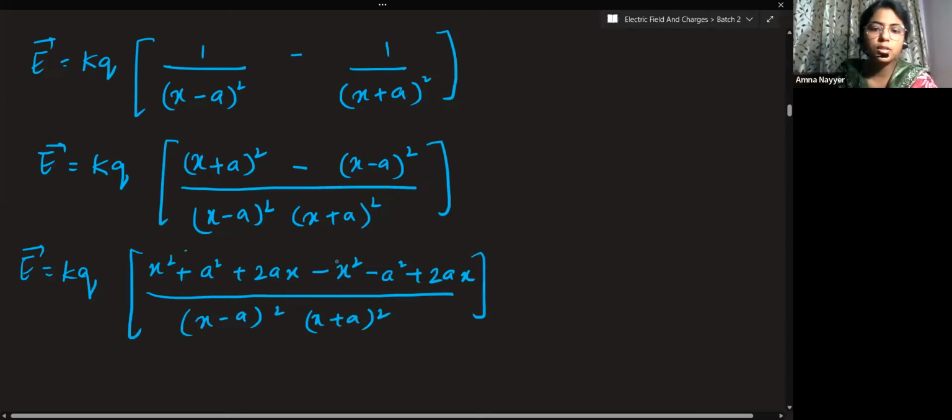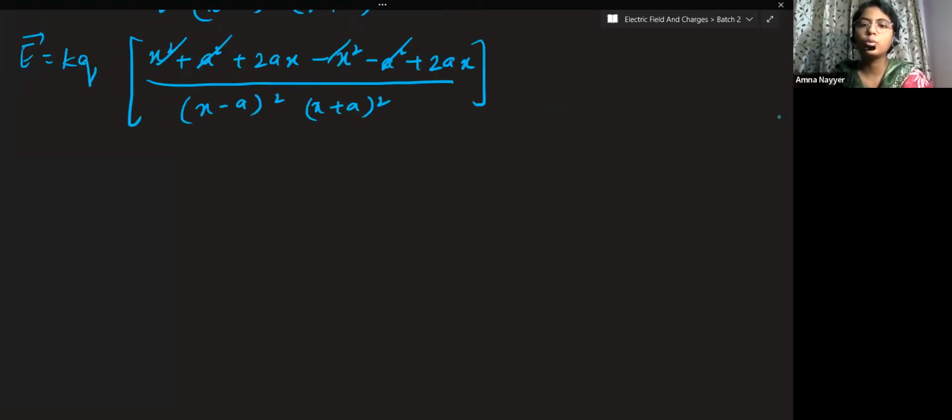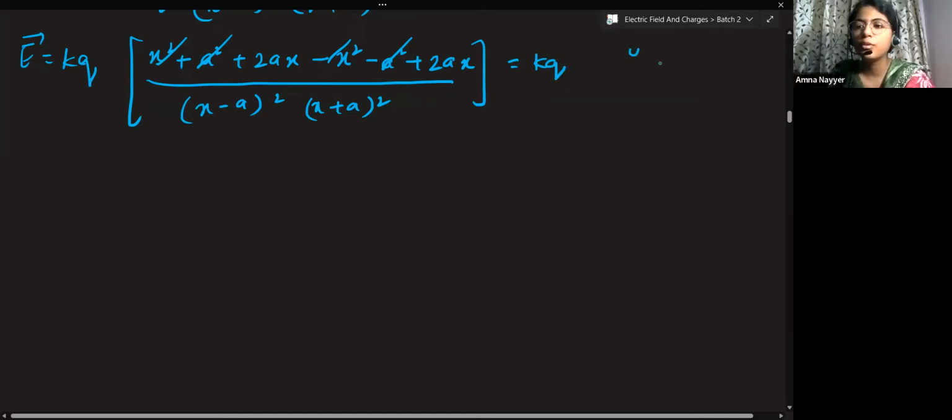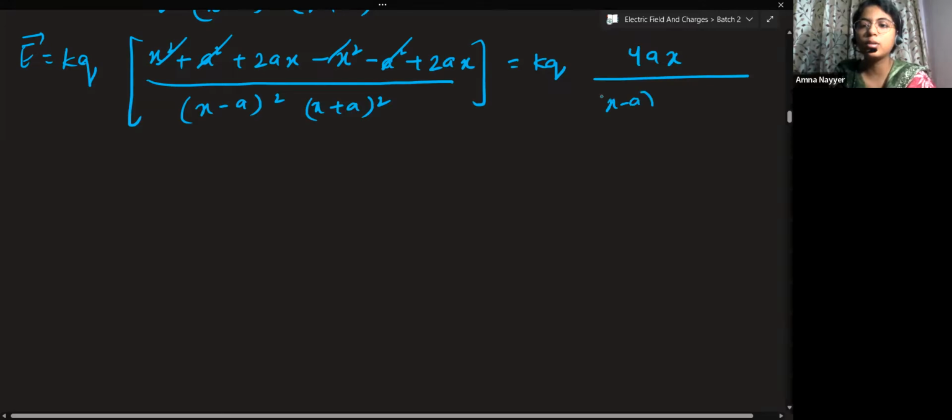So x square gets cancelled, a square gets cancelled. We are left with 2ax plus 2ax. So 2ax plus 2ax gives KQ times 4ax, divided by (x minus a) whole square, (x plus a) whole square. That is what we are left with here.